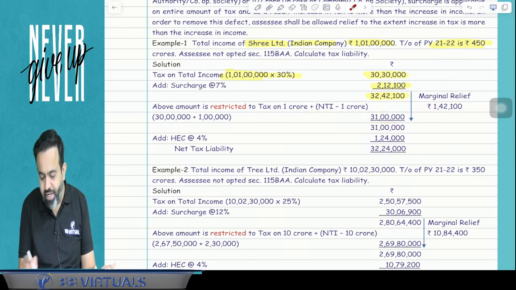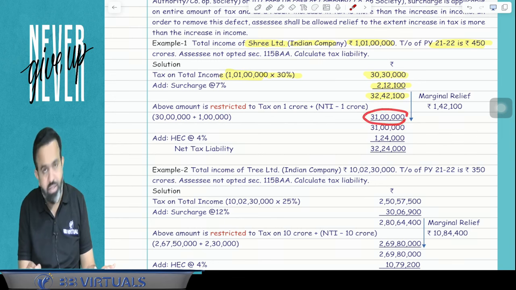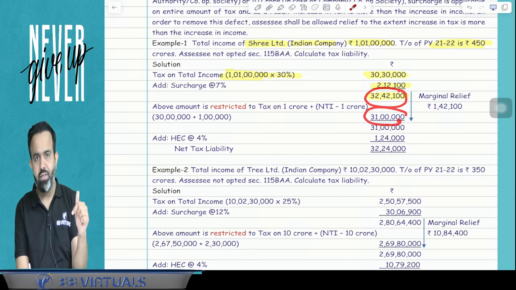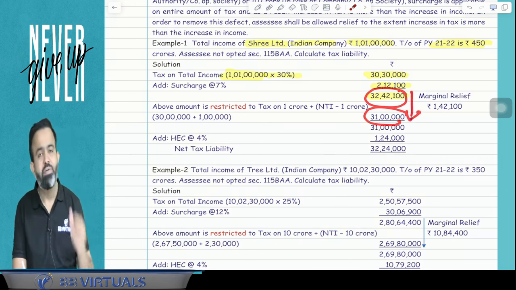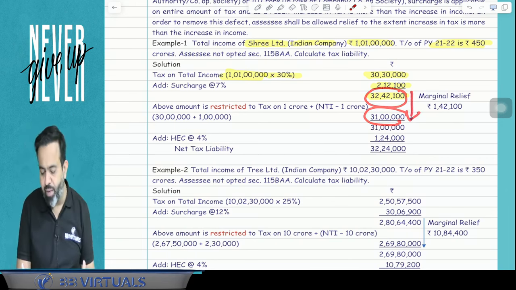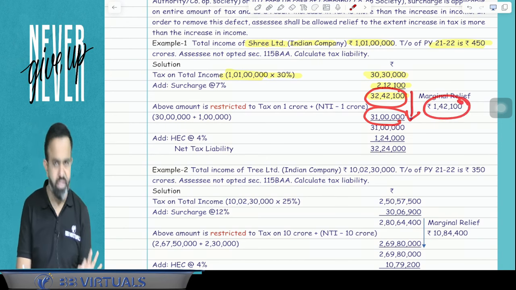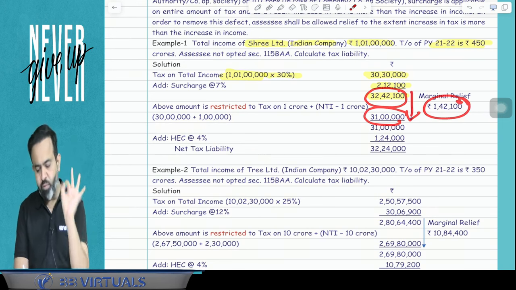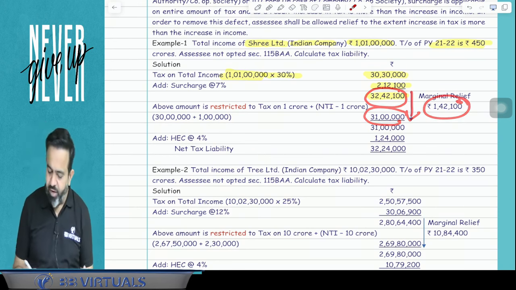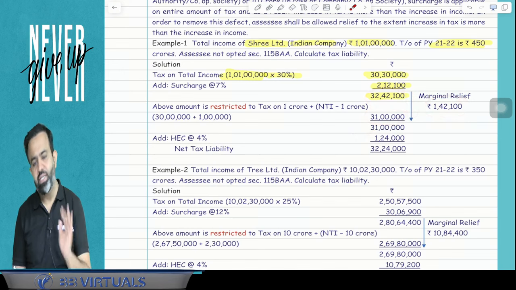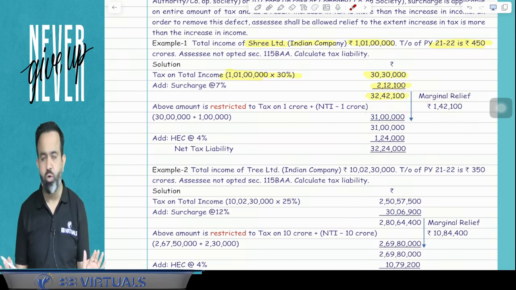And I am saying, guys, that this 32,42,100 is restricted to 31 lakh. Just continue with whichever is lower. Automatically, you will get the marginal relief of 1,42,100. After that, just add the health and education cess, and you will get your final answer. You got my point or not?